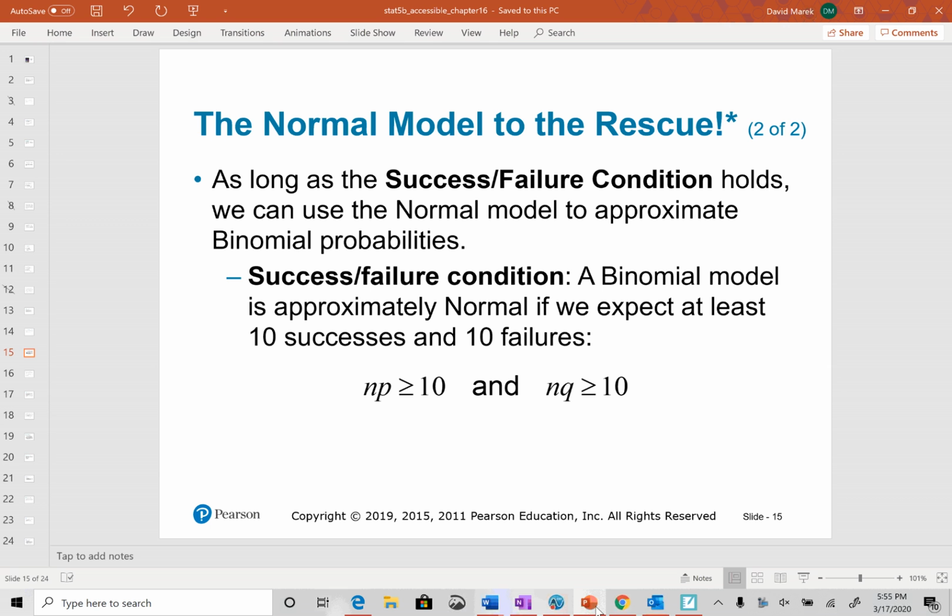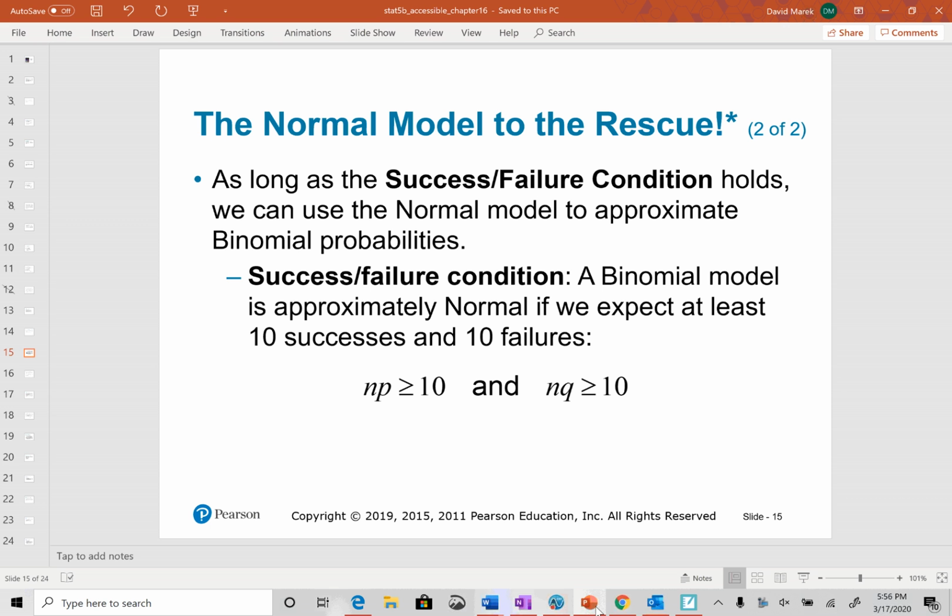If we expect at least 10 successes and at least 10 failures, okay? So you're going to have to write this out and show that this success failure condition is met before you can do anything else. You have to be explicit in writing this stuff out.